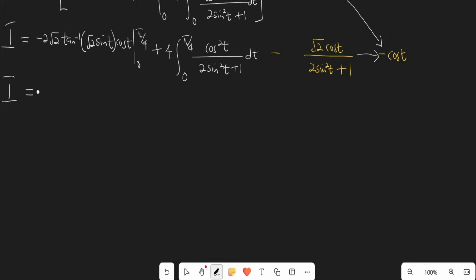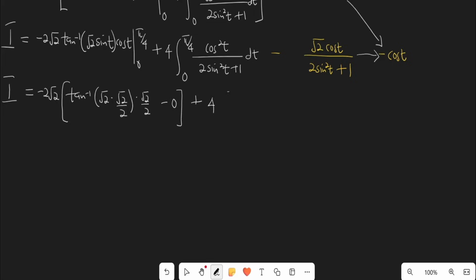So in evaluating the limit, we have negative 2 square root of 2, that one out. And now let's plug in the limits. That is going to be the tan inverse of square root of 2 times sine of t. So sine of pi over 4, that is going to be the square root of 2 over 2. This is multiplied by cosine of t, and cosine of pi over 4 is going to be square root of 2 over 2 as well. This is the upper limit minus the lower limit. So the lower limit, when you plug in 0 here, that is going to be the sine of 0, which is 0, and tan inverse of 0 is 0. And 0 times cosine of 0 is 0. So this is 0 for the lower limit.